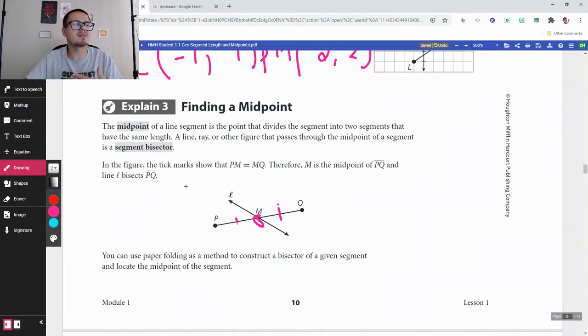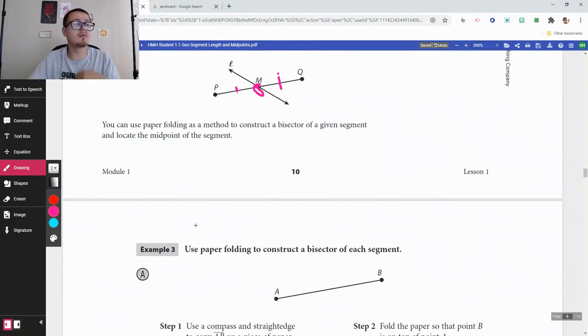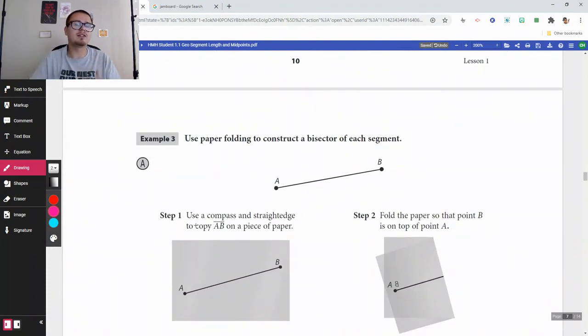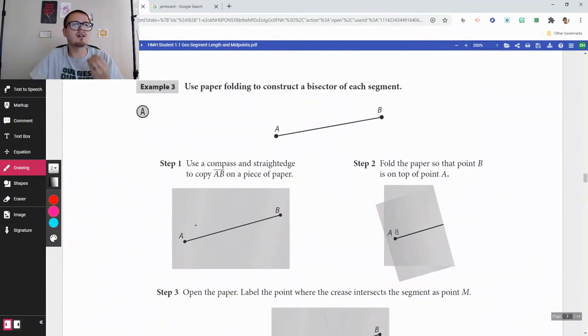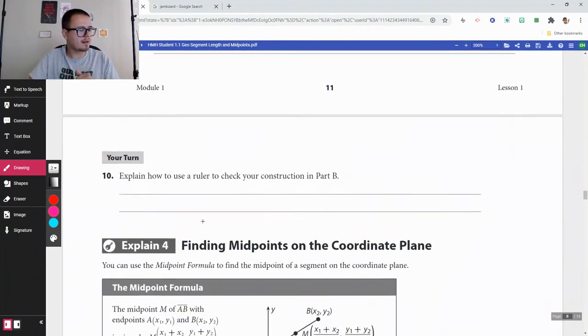Now we're going to talk about some paper folding. Not going to do that right now. Now you're going to try to fold and talk through it. But if you want to go for it, go for it. It just kind of helps visualize. But you're just talking about bisectors, segment bisectors. So on and on and on.